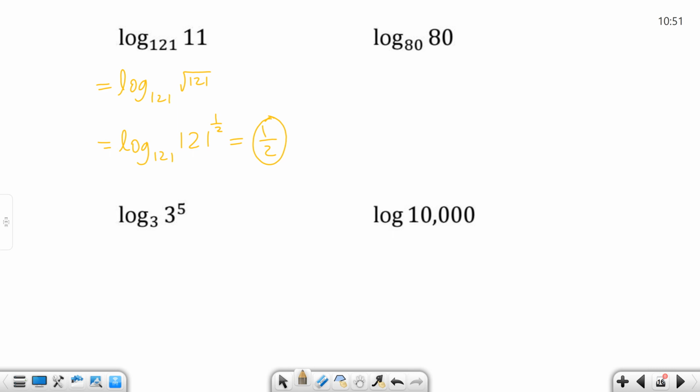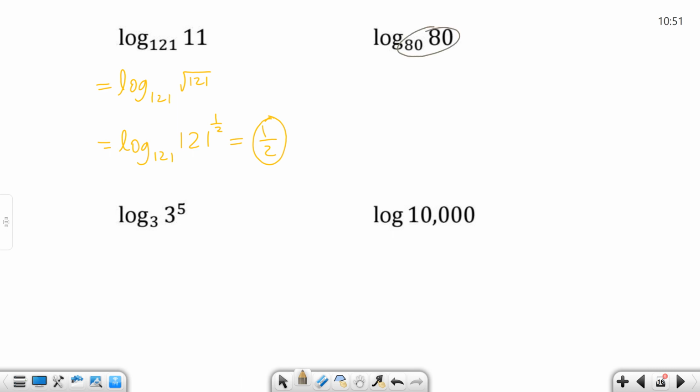And then log base 80 of 80. Okay? So a little shout out to the greatest receiver that ever lived here. This is my tribute to Jerry Rice, who wore number 80. All right? You might think somebody else is better, but he was the best ever. All right? So log base 80 of 80.